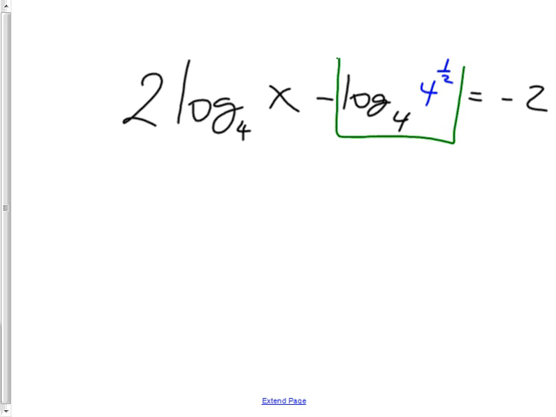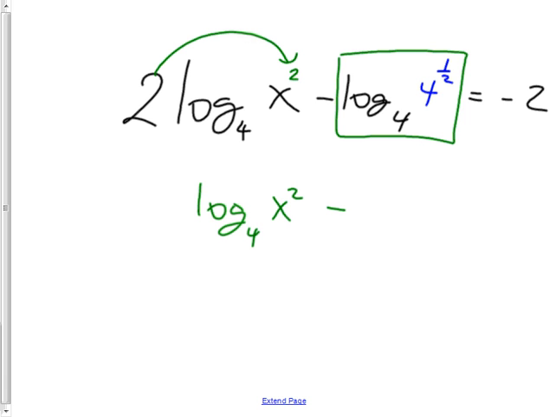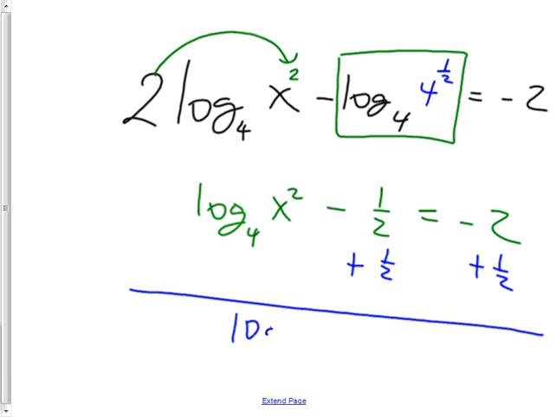So why is that smart? Because then this whole piece just turns into 1/2. So now I have 2. Actually, I'm going to move this 2 up as an exponent onto this x squared also. And I'll have log base 4 of x squared minus 1/2 equals negative 2. Now I'm going to add 1/2 to both sides, and I will have log base 4 of x squared is equal to negative 2 plus 1/2, which is negative 3 over 2.